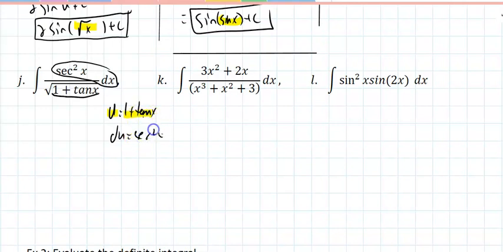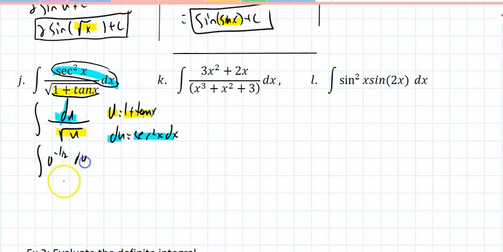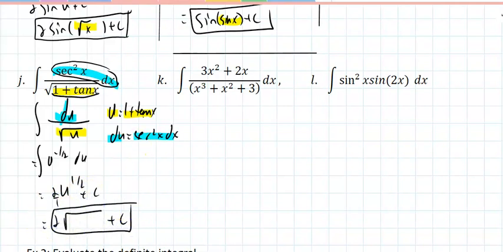Derivative of tangent is secant squared of x dx. So this becomes the integral of, and let's see how this plays. That is my square root of u, and all of that mess is my du. So that is the integral of u to the negative 1/2 du. Add 1 to the power and divide by that. So that is twice the square root of u. And u initially, when we set it up there, was 1 plus tangent of x.